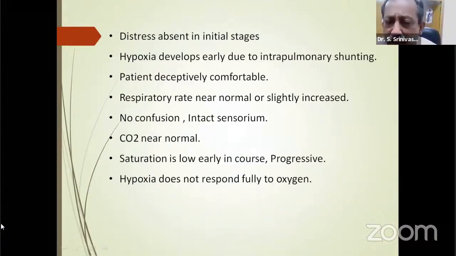The carbon dioxide may be near normal, but saturation is very low and it is going to progress. So hypoxia now will not respond to oxygen. Now the hypoxia is not responding. That means we can see the clinical spectrum. In the first 5-6 days, the CT chest is showing 15% ground glass appearance, not needing any treatment, not showing any decrease in saturation. In the next 4 or 5 days, when the CT involvement becomes 40% and 50%, what happened? Now the pneumocyte 2 is also getting affected. Now there is a need for oxygen.